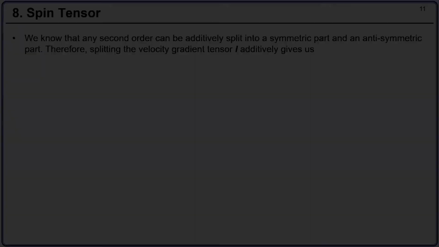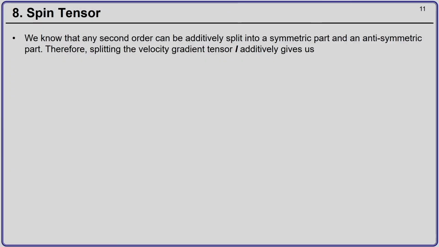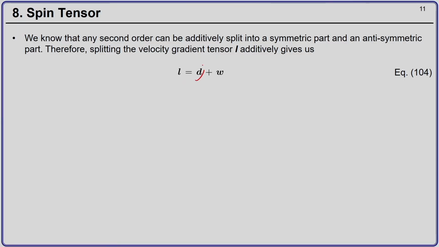So, next we come to the concept of spin tensor. Okay. So, we know that any second order tensor can be split additively into a symmetric part and an anti-symmetric part. So, the velocity gradient tensor L can be split into a symmetric part, which is the rate of deformation tensor, and an anti-symmetric part, which is nothing but the spin tensor. Okay. Now, D is nothing but F inverse transpose E dot F inverse. This we have seen in our previous discussions, okay, on previous slides.